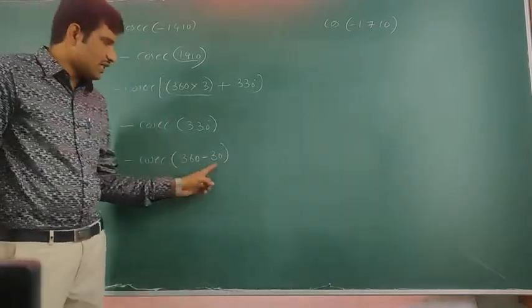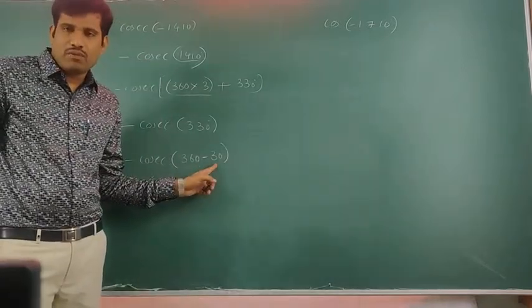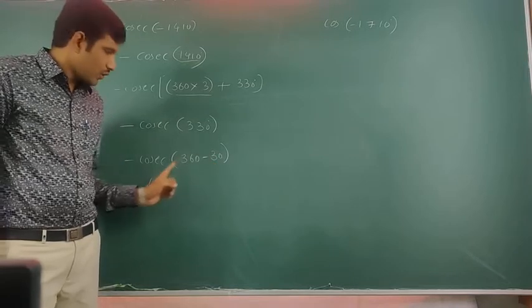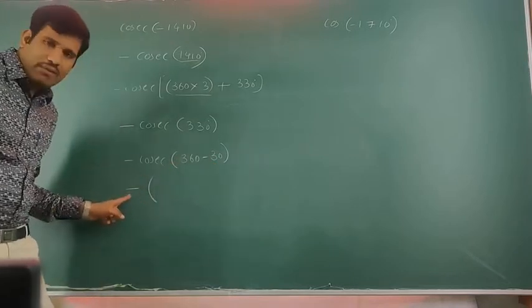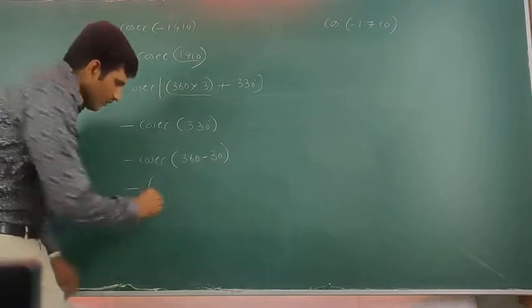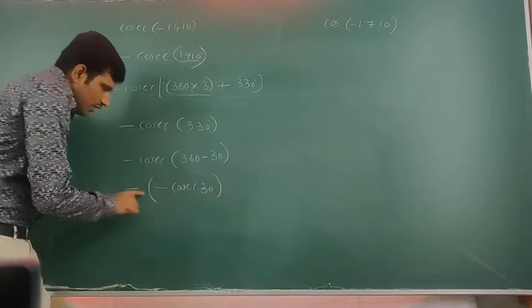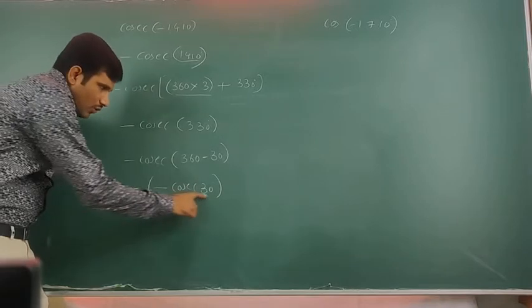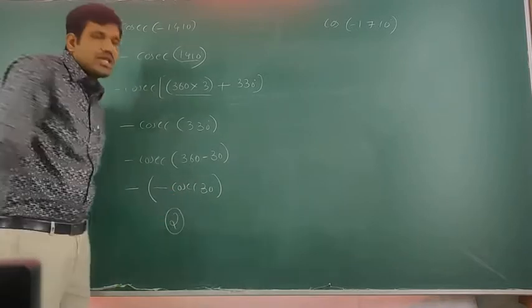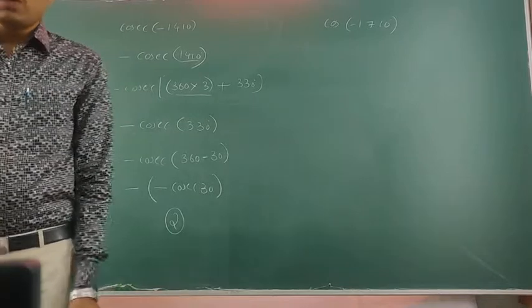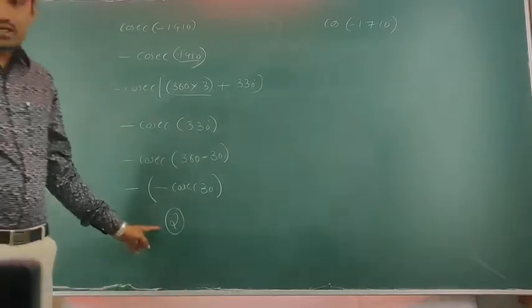Cosec of 360 degree minus theta is minus cosec theta, because in fourth quadrant cosec is negative. This minus I kept as it is. Cosec of 360 degree minus theta is minus cosec theta. Therefore this minus into minus is plus. What is cosec 30 degree? That is 2. Sin 30 is 1 by 2, so cosec 30 degree is 2.